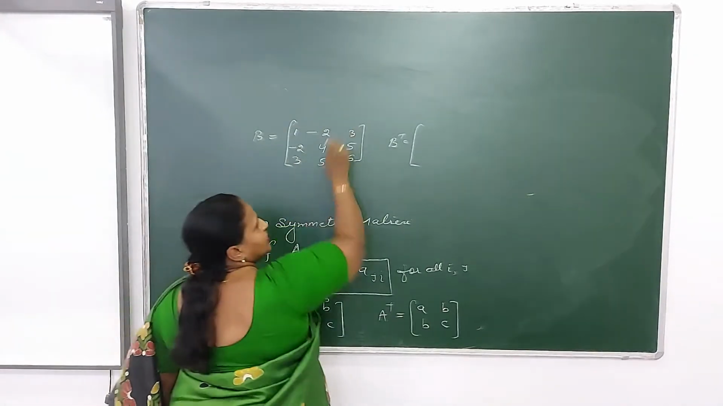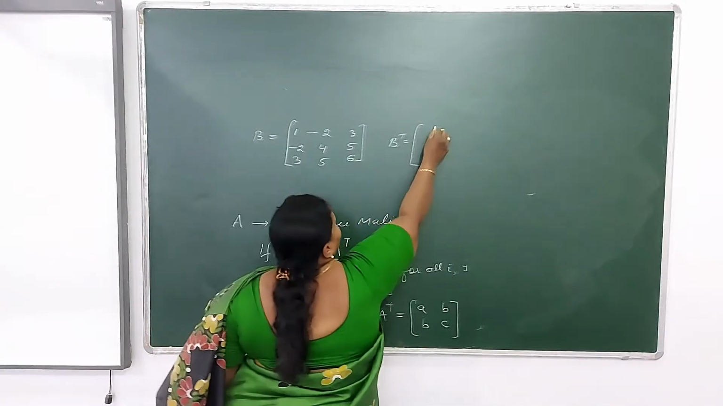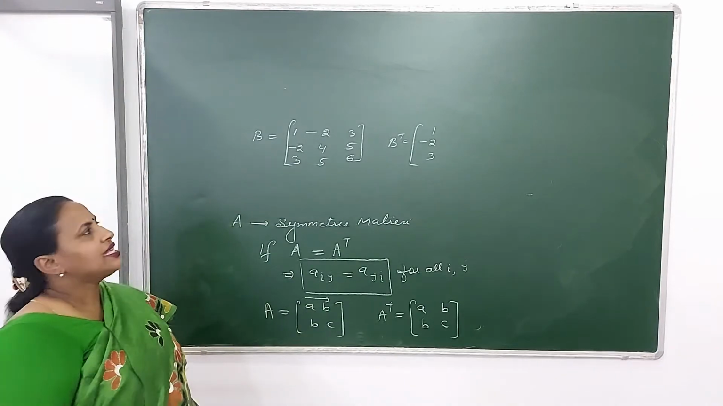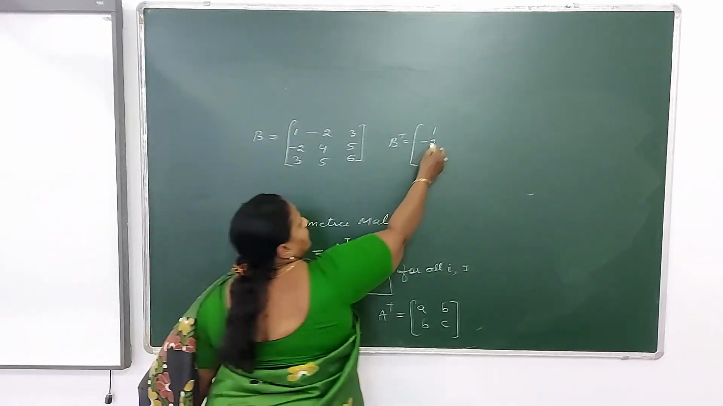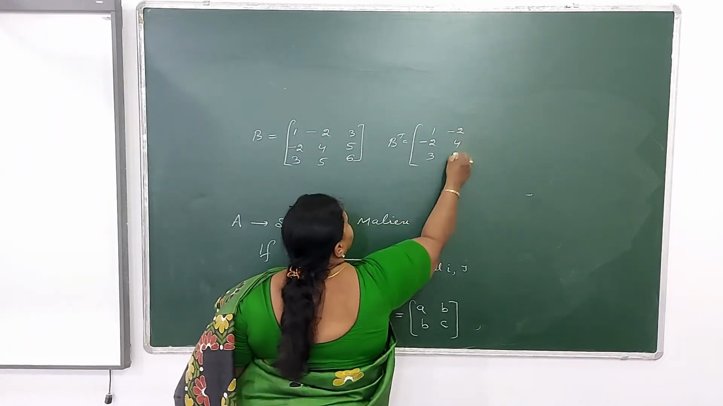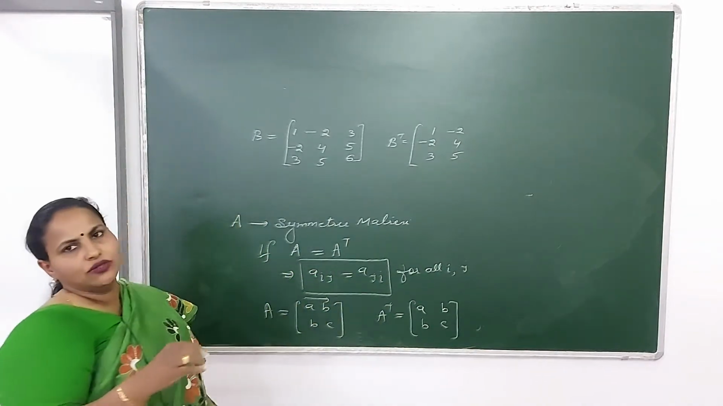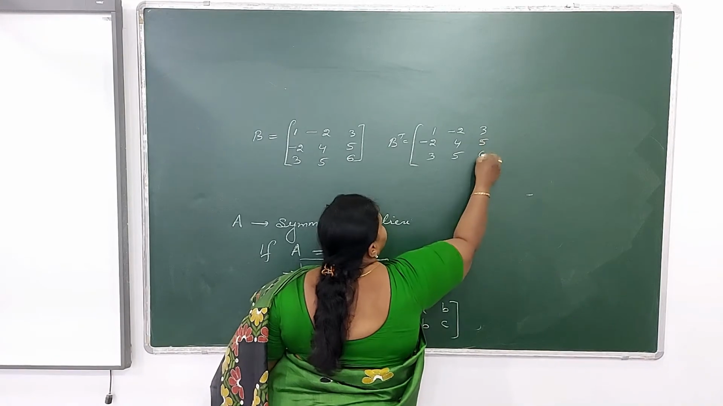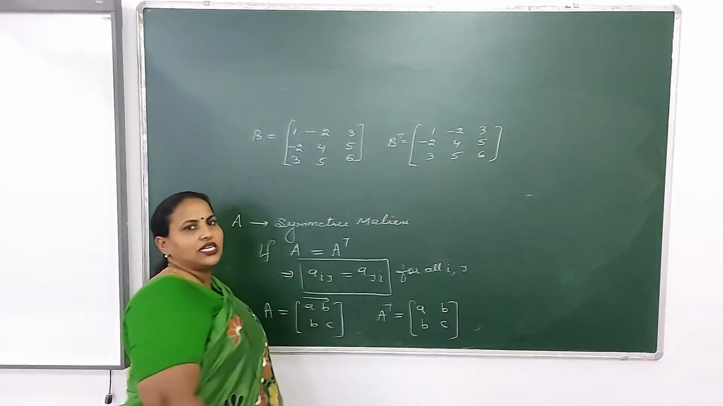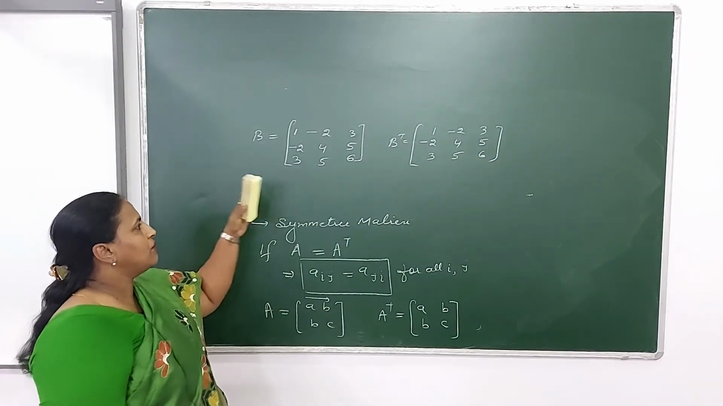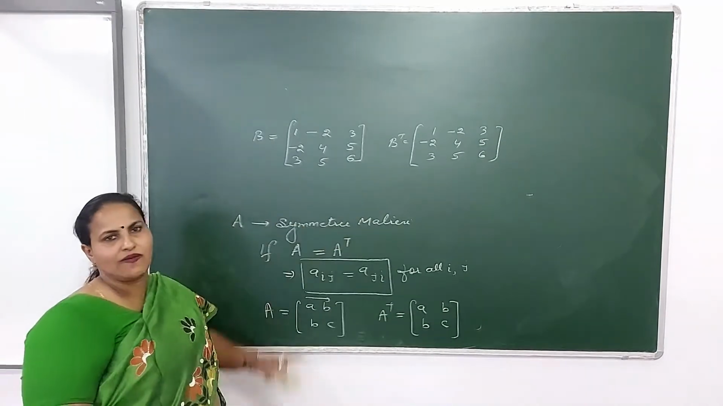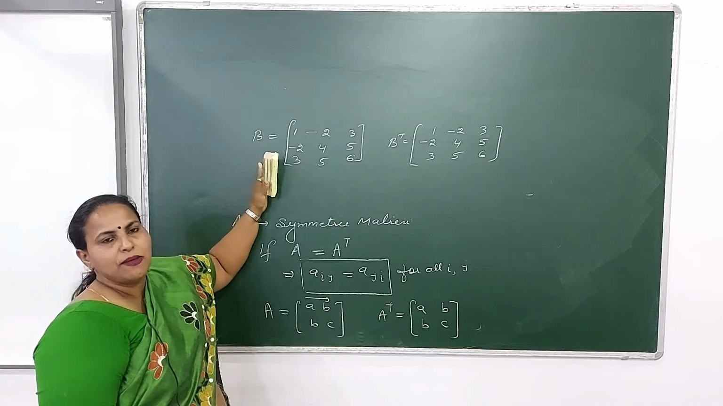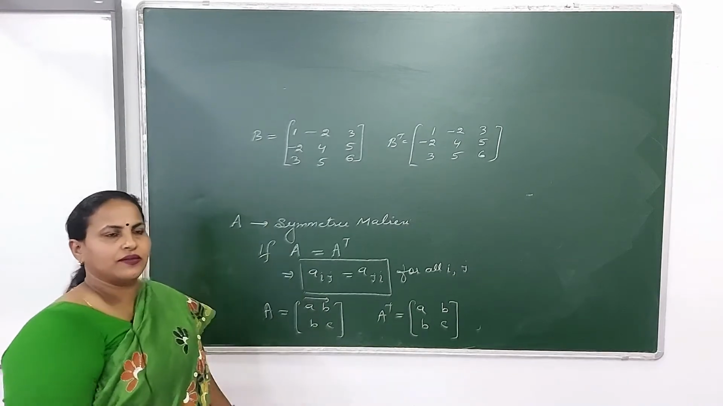So, the very first row is 1, -2, 3. I make it as first column. Second row is -2, 4, 5, so it's -2, 4, 5 as second column. Third row 3, 5, 6, so let us make it as a third column 3, 5, 6. Now, what is the conclusion here? B and B transpose are same. So, this is again an example of symmetric matrix.